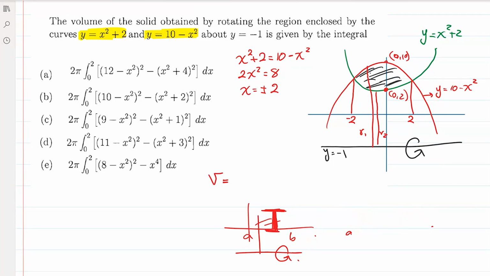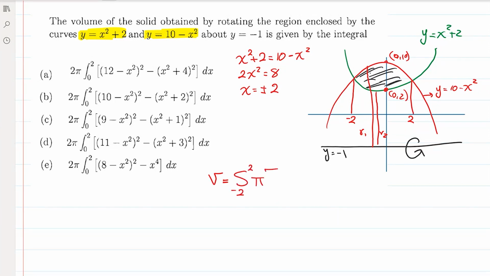And here, the volume will be what? What do you think, Mujtaba? The volume will be the integral from -2 to 2 of pi times R capital, or R2, or R1, the larger one, squared, which is equal to the distance between the upper curve and the axis of revolution. What is the distance between both of them? I will solve it in detail just because it's the first example. Minus the lower curve, which is x squared plus 2 minus -1 again, squared, dx.